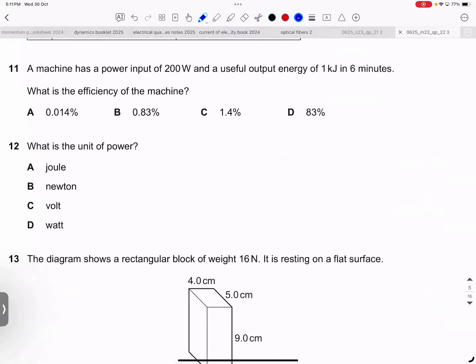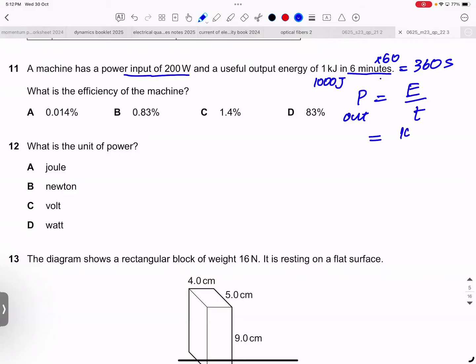Question number 11. A machine has an input power of 200 watts. Useful output energy is this? A trick question. Energy is 1 kilo, that is 1000 joules. 6 minutes multiplied by 60 is 360 seconds. So output power will be, power is energy over time. Output power is 1000 divided by 360.